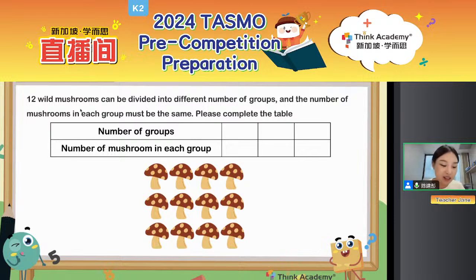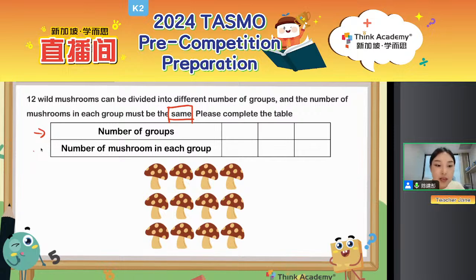So everyone, let's have a look at this question. 12 wild mushrooms can be divided into different numbers of groups, and the numbers of mushrooms in each group must be the same. We know that sharing something equally means that the number in each group must be the same, right? So everyone, can you try to complete the table? The first row of the table shows the number of groups. That means in total, we want to share them into how many different groups? For example, just now, we had 2 fences, right? So that means we want to share them into 2 equal groups.